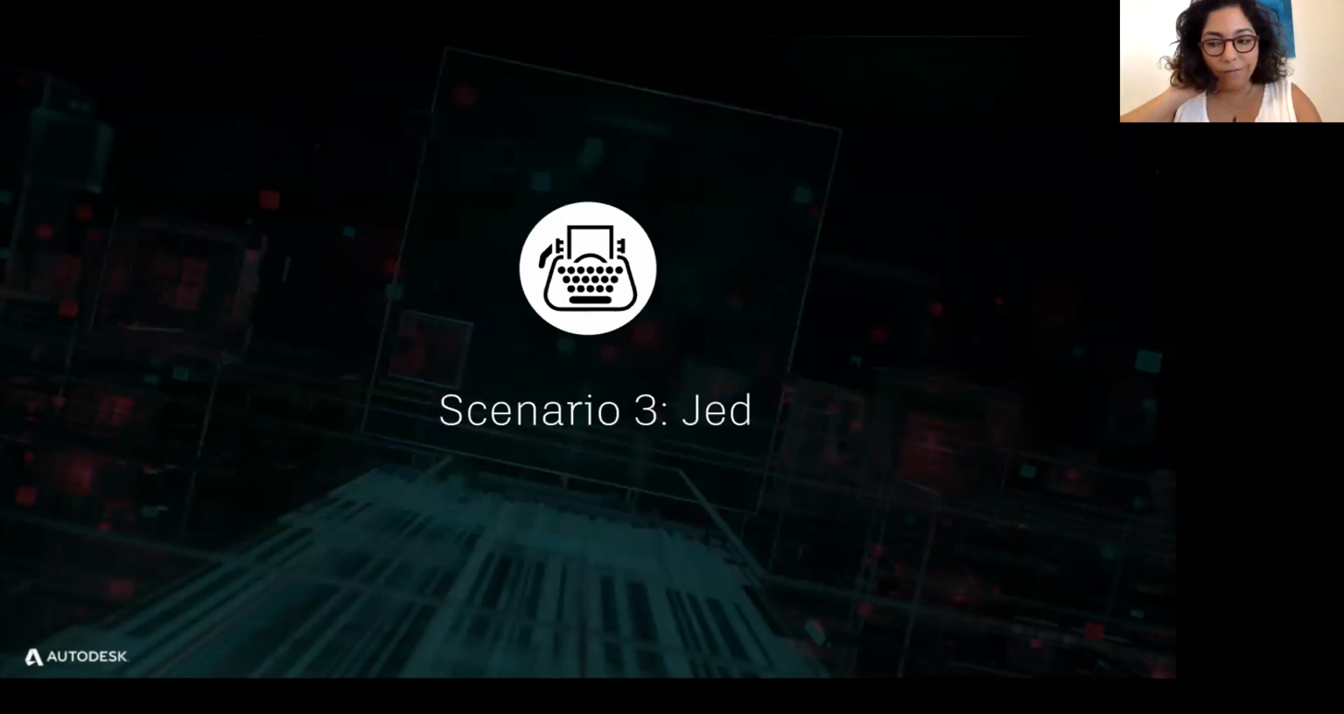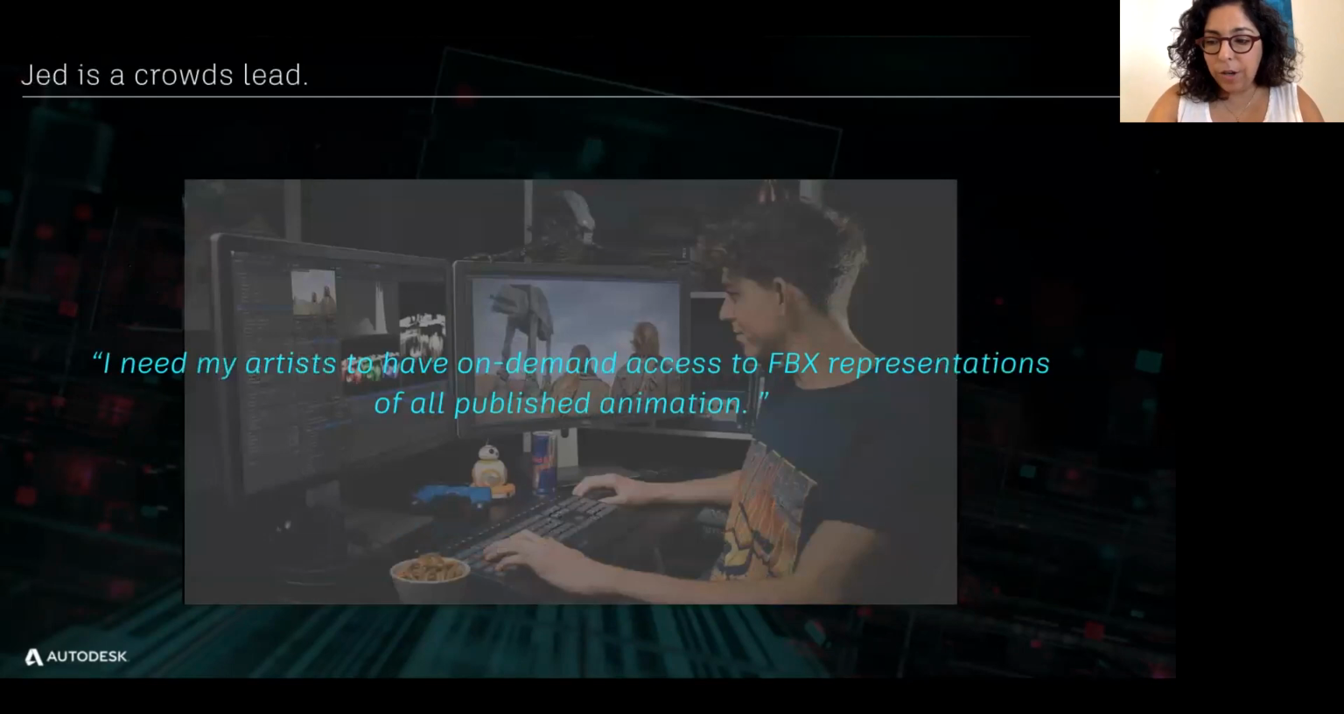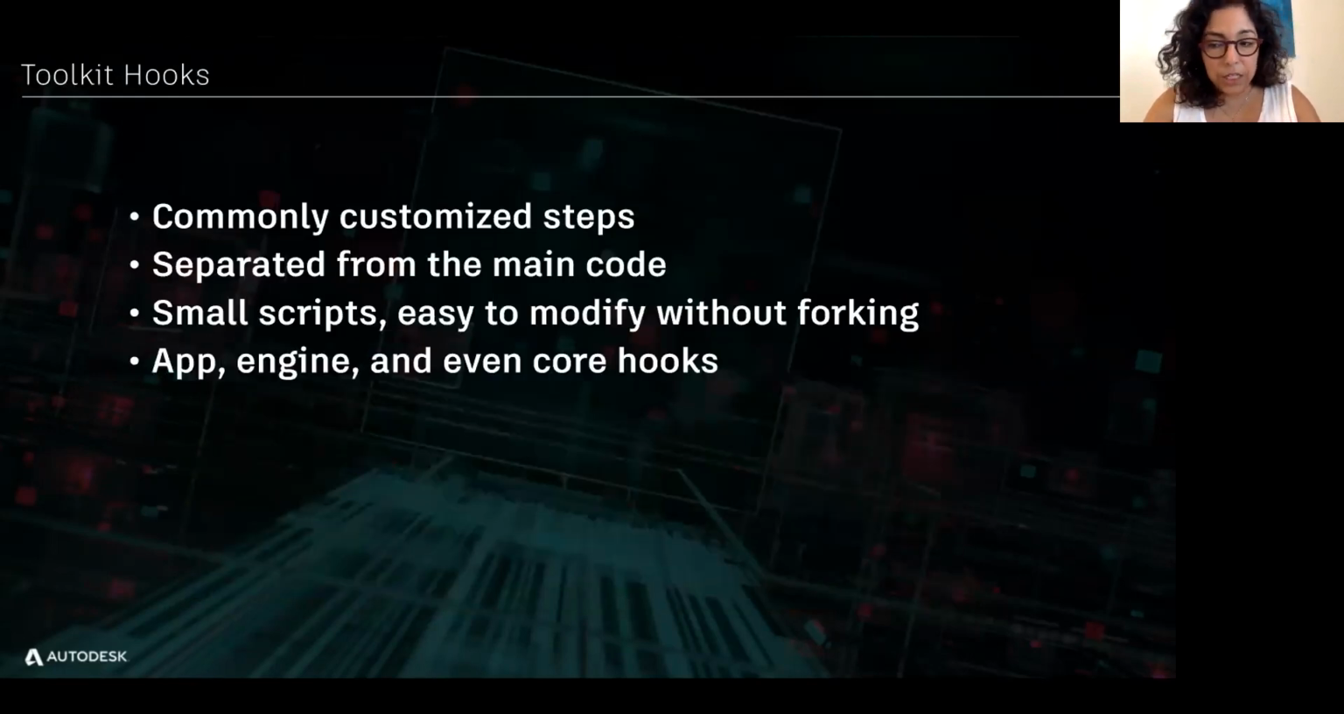So Violet's all set with her event-driven trigger. So let's talk about Jed. Jed is a crowds lead. The animation team on his show is using the Toolkit publisher to publish animation as Alembic caches. But he wants his crowds artists to be able to pull animation into their Massive sessions, which requires the geometry to be in the FBX file format. He wants these FBX files to be readily available without artists having to take time to generate them on demand. So here we enter our Toolkit hooks.